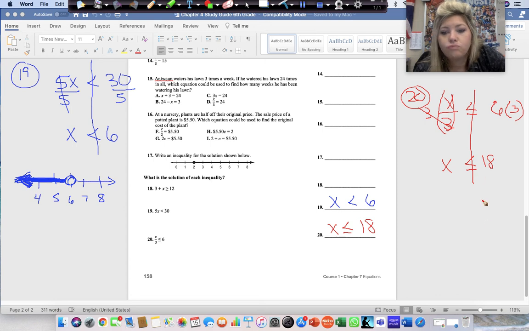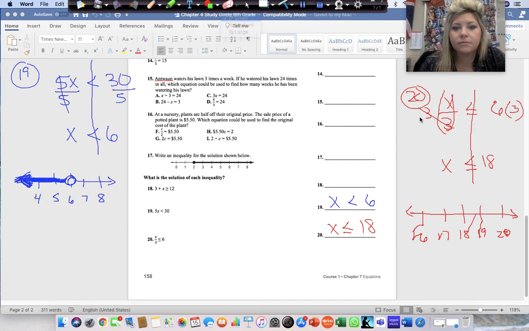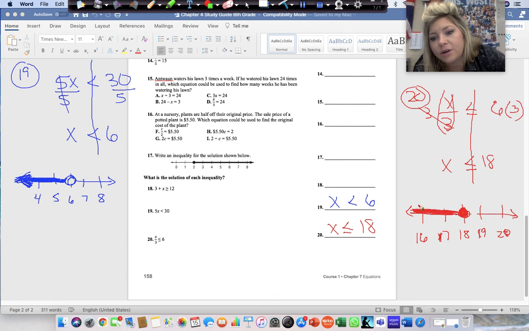And then on our number line, we have 18 in the middle, 19 and 20, 17 and 16. Okay, we want to circle 18. We also want to include 18 because it's or equal to 18. And it says x is less than or equal to 18, which means we need to shade in the direction of all the numbers that are less than or equal to 18.